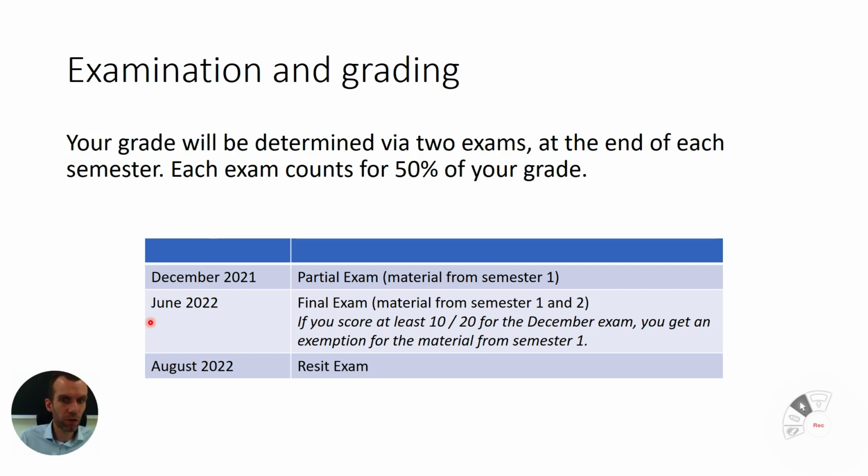So I really encourage you to do well, to work hard for the December exam, because if you get that exemption, then you don't have to work as much in June. You can make things easy in June, and you can have a nice, relaxing summer vacation. If you don't make it through the June exam, if you fail the June exam, then there's a reset exam in August. And here it's important to note, if you fail the June exam, you have to retake both material from semester 1 and 2 in August.